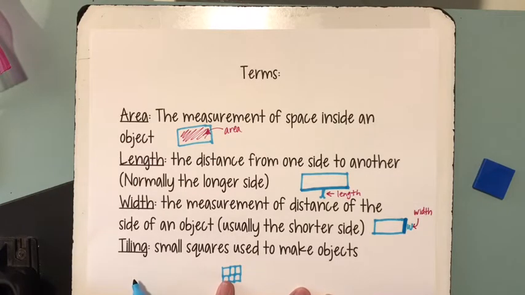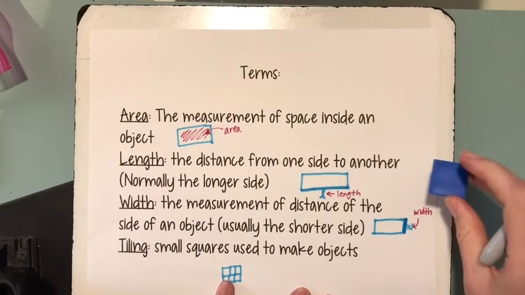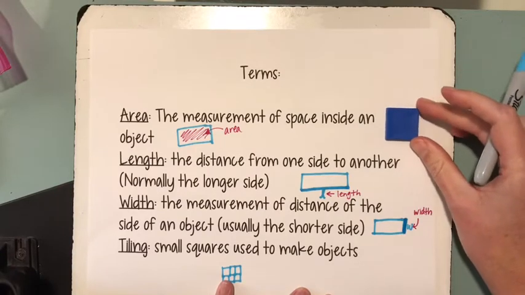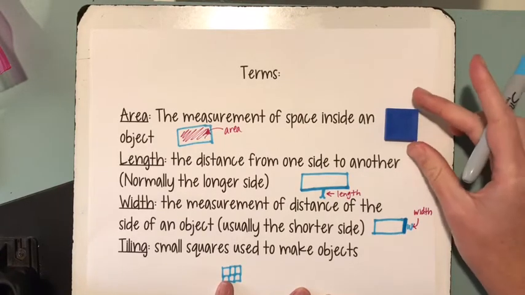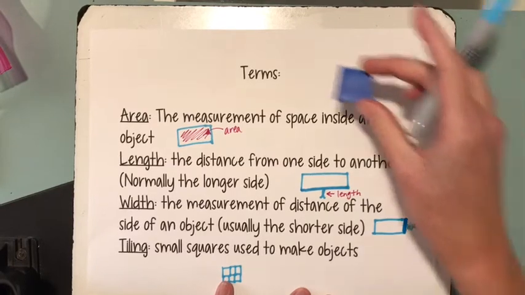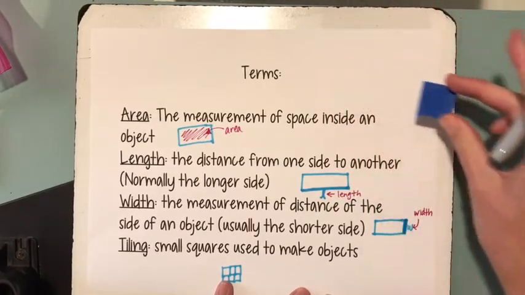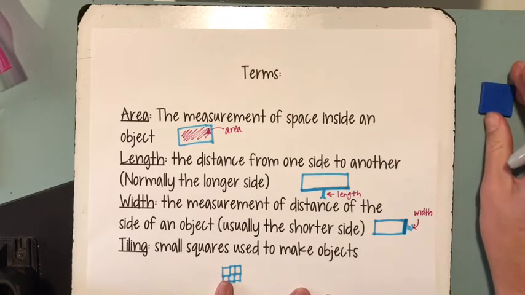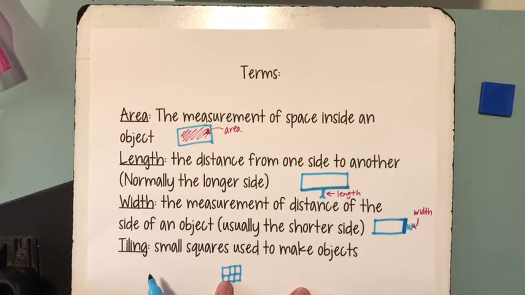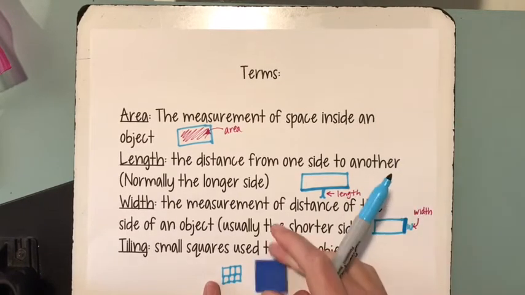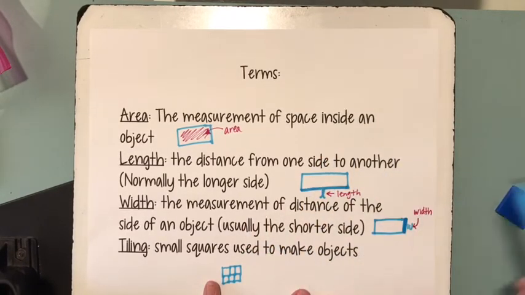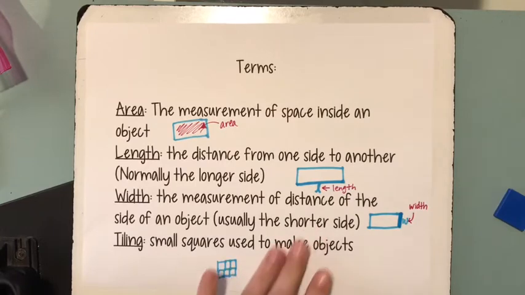In tiling, so last week I referred to these squares as squares. But this week we're going to refer to these as tiling, that we are tiling these squares in rows and in columns to find the area. So tiling means small squares used to make objects. So each of these are tiles. Or if you didn't have these, we can consider each of these squares tiles. Okay, so those are our four terms that we need to know today.